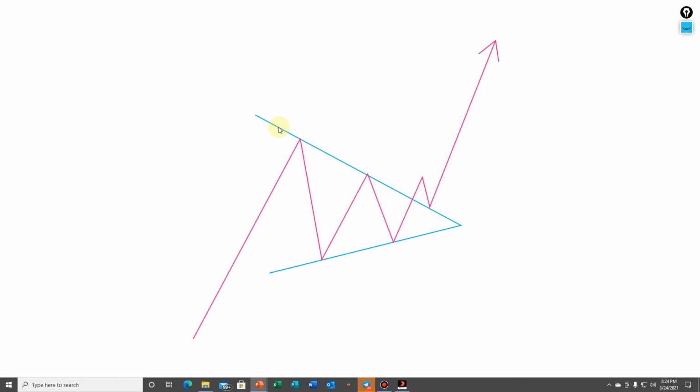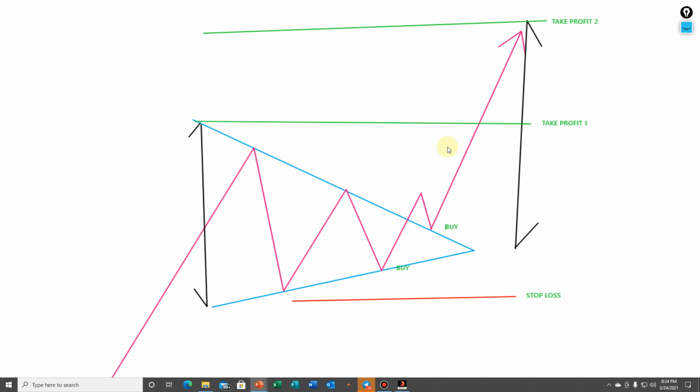You measure the distance from here to there. Then you come and measure from here to there. Like this, the distance from here, then you take the same distance from there to there. You put your first target at this particular point where the trend line started from, and the second take profit where the distance that you've measured is.